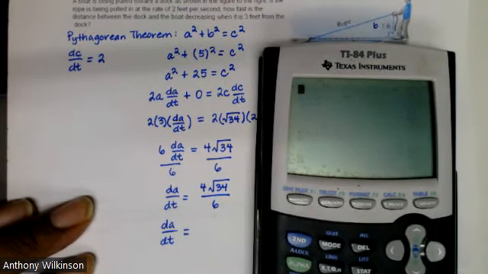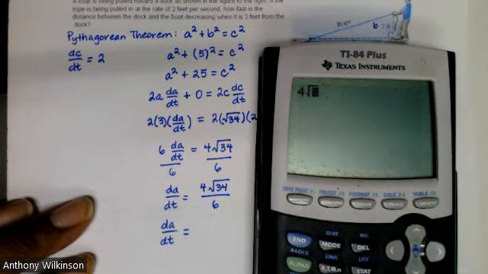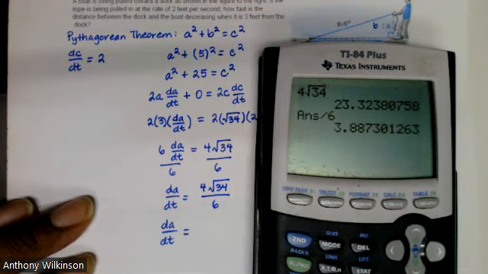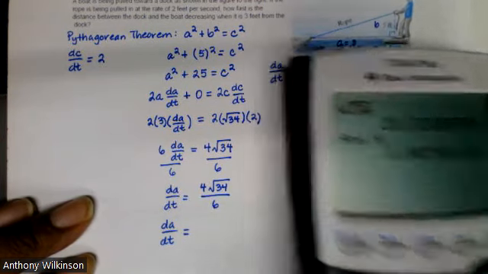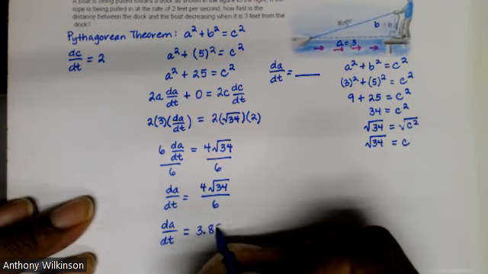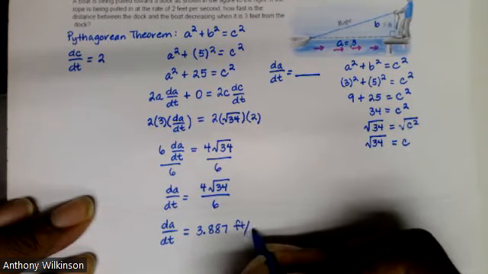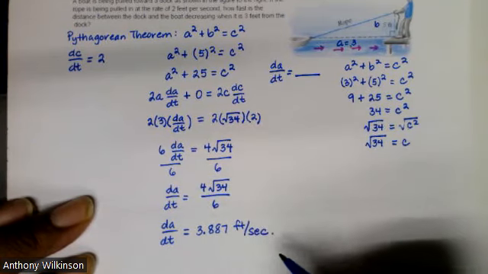Let me use my calculator and clear this out. 4 times second x squared for the square root of 34. We'll find out what that is and then divide by 6. To 3 decimal places, this will be approximately 3.887. So dA/dt will be 3.887, and this will be in feet per second.